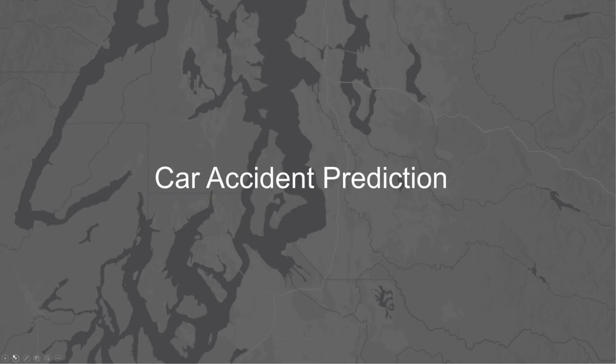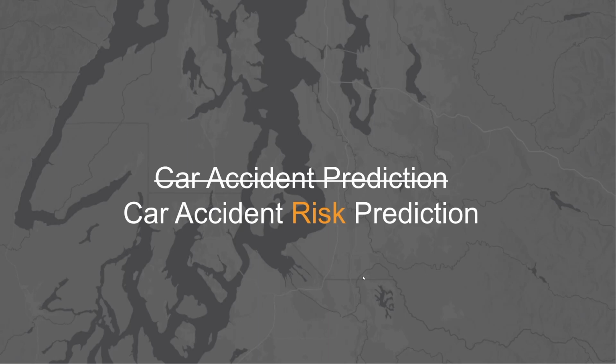So first up, car accident prediction. Really, when I say car accident prediction, I mean car accident risk prediction. That is, we're not ever going to be able to create a machine learning model that can predict every car accident. They're a random event. But what we can do is apply geography and machine learning together to create a model that can estimate the car accident risk on 2 different pairs of roads.